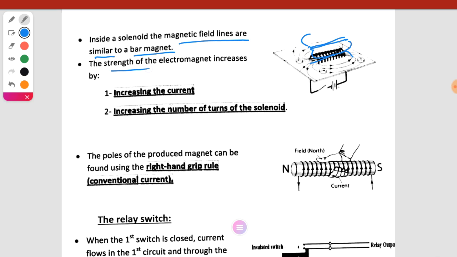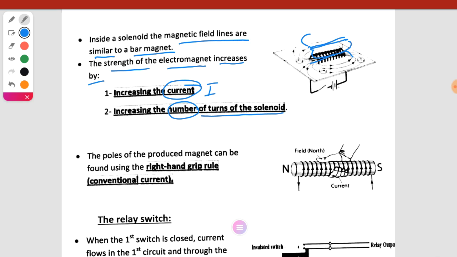The strength of the electromagnet increases by increasing the electric current intensity, because current is a stream of electrons. Electrons produce a magnetic field, so electric current produces a magnetic field. It also increases by increasing the number of turns of the solenoid. Increasing the number of turns increases the magnetic field. Increasing the current intensity increases the magnetic field.